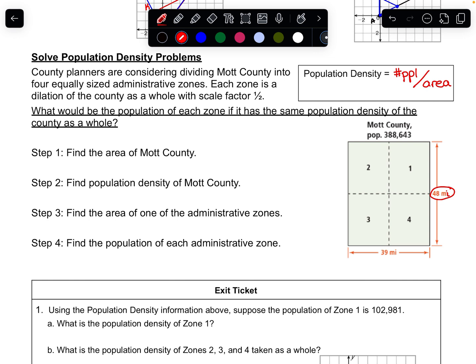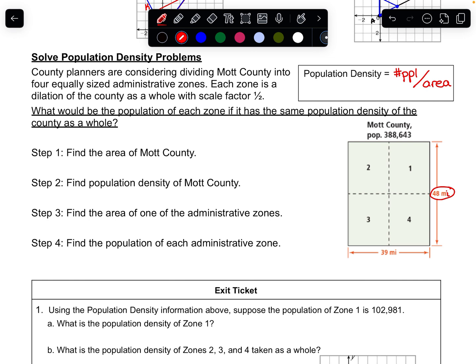So it says that Mott County is divided into 4 equally sized administrative zones, zone 1, 2, 3, and 4. Each zone is a dilation of the county as a whole with a scale factor of 1/2, meaning that if the entire thing is 48 by 39, then each of these is going to have lengths that are half of each of those, right? What would be the population of each zone if it has the same population density of the county as a whole, meaning all of these people are equally distributed between the 4 counties? So first of all, we're going to find the area of Mott County.